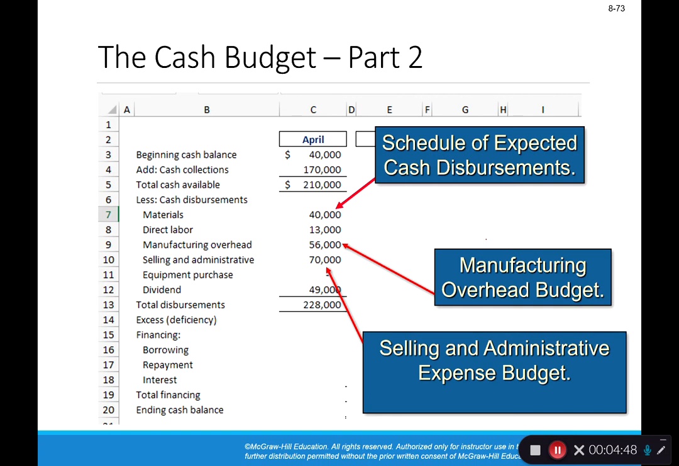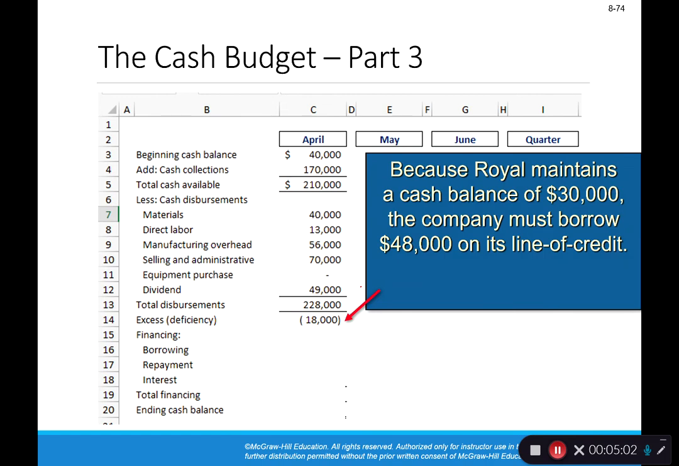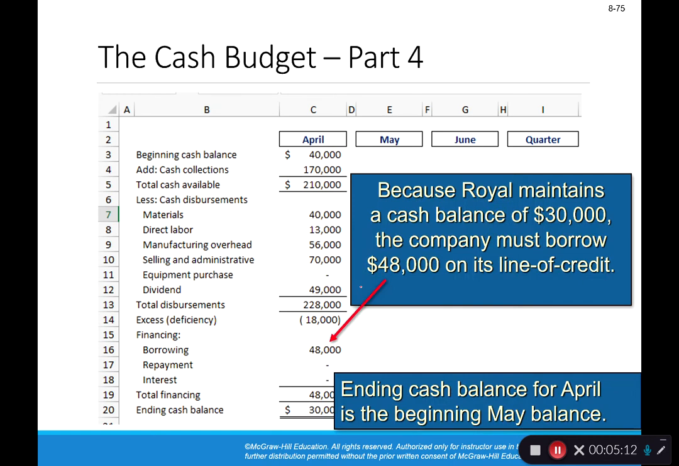And then we have our equipment purchase, which is 0 because it didn't tell us we bought anything in April. We made purchases in May and June. And then we did have a dividend of $49,000 in April. So our cash available is $210. We pay out $228. So we have a deficiency of 18,000. Because we want a minimum of 30,000, we need to borrow money. So we're short $48,000. So 48,000 is the amount we would need to borrow in order to achieve the 30,000 required minimum that I want.